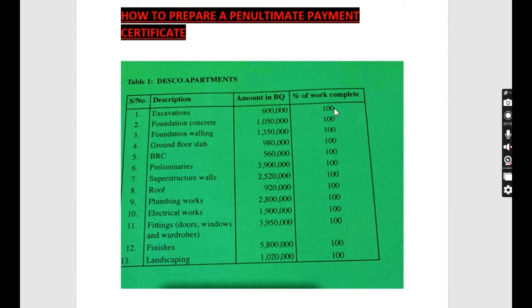Now, what happens first? We need to prepare an interim certificate. And then from here, we can prepare the penultimate certificate. I've done videos on preparing an interim certificate. I think we have two on our channel. So we are going to go through this one very quickly, as our main aim is to prepare a penultimate certificate.